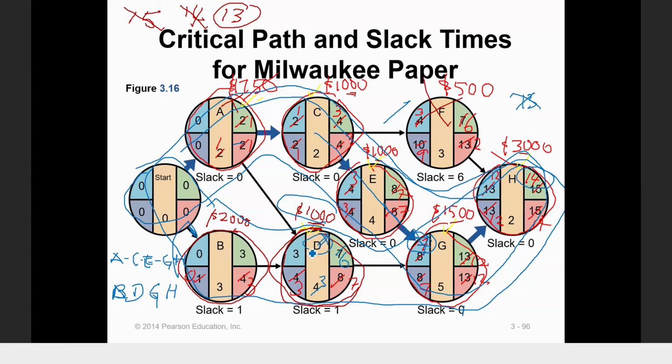you crash D. So the best crashing will be G. Okay, because why? G is the junction for both routes. You see the route coming here goes to G, and this route also goes to G. So the best is to crash G. When you crash G, you can reduce here to become 13. Okay, can you see?